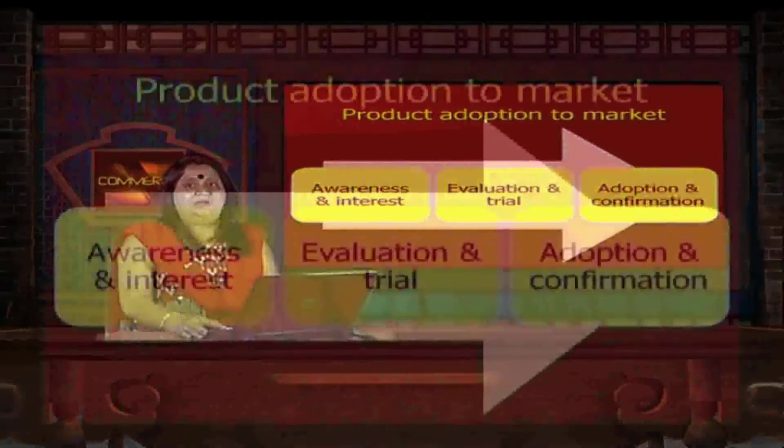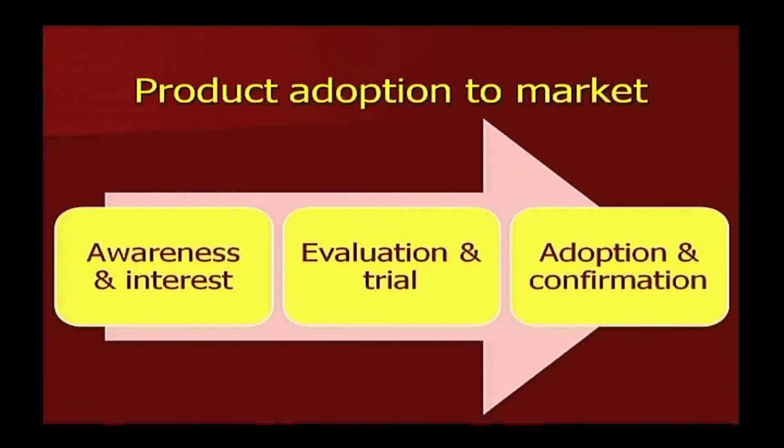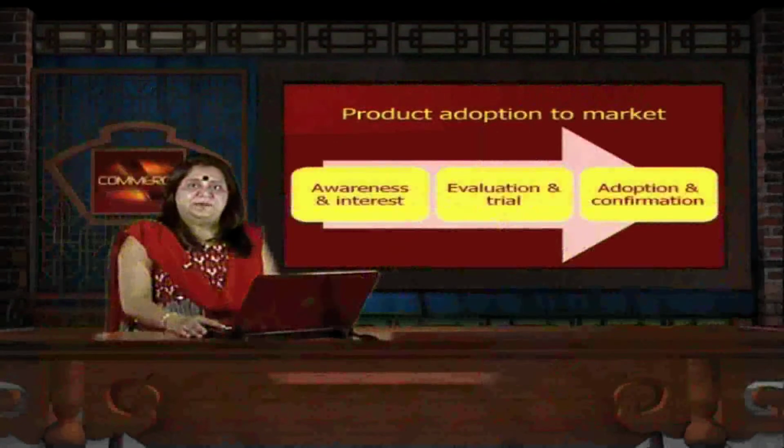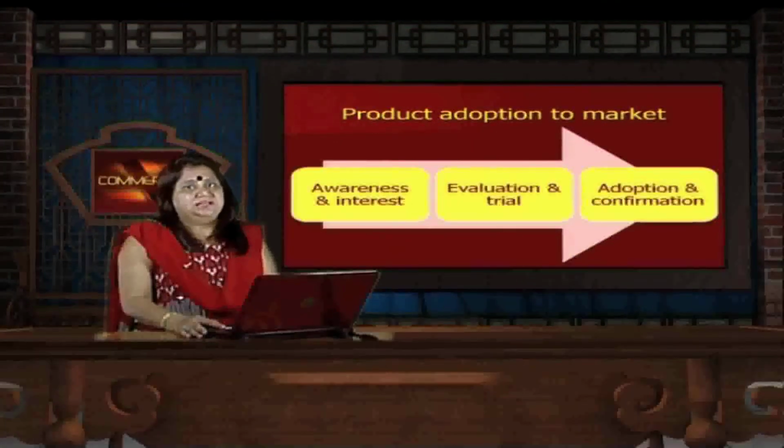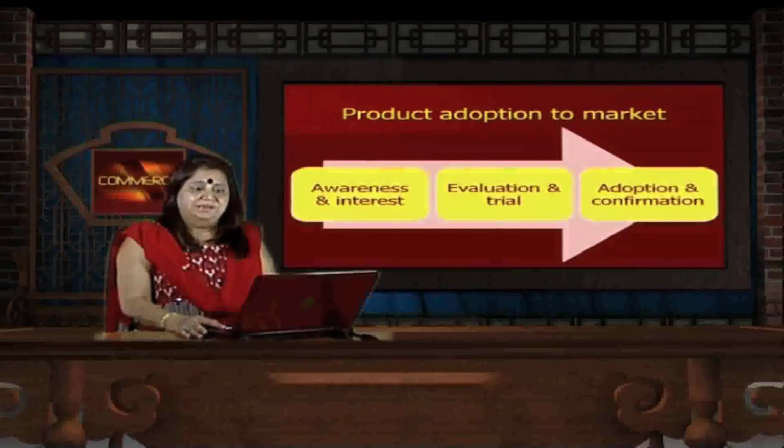Then you have to go for evaluation and trial, that is, the customers need to be given free samples on a trial basis, or test marketing has to be done so that satisfaction can be recorded. And then comes adoption and confirmation, the last stage when the product is accepted. If a few customers are satisfied, this satisfaction can pass to the mass customers and the product can be accepted, and their confirmation for its recognition becomes important for marketers to establish the products in the market.